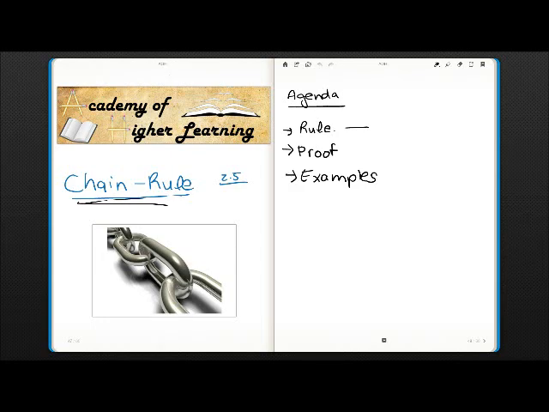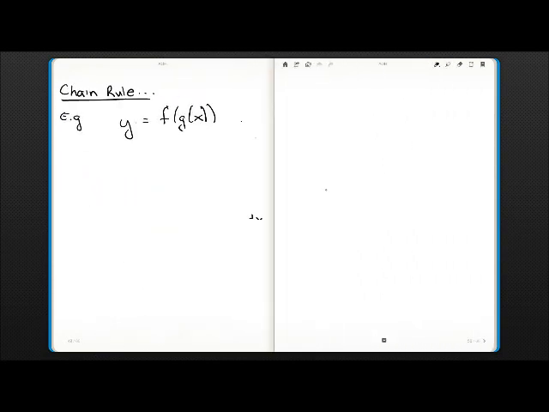In this video I will be going over the topic of the chain rule. In today's agenda I will be showing you the rule and then providing you with the proof, and I'll end it with a few examples. So first is the chain rule.